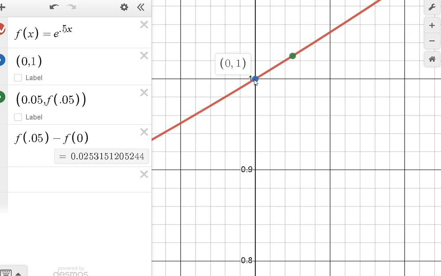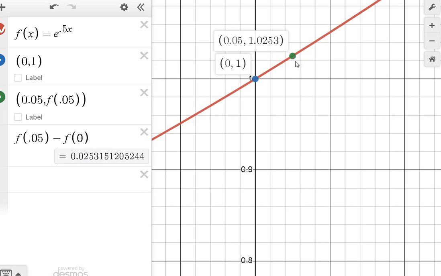The difference in these two values, f of 0.05 minus f of 1, that's the exact change in the function. That's the distance along the y-axis. What we're getting in looking at dy is the approximate change in the function as measured by the tangent line. So the exact change in the function was 0.0253. That's when you look at the difference in the y heights.